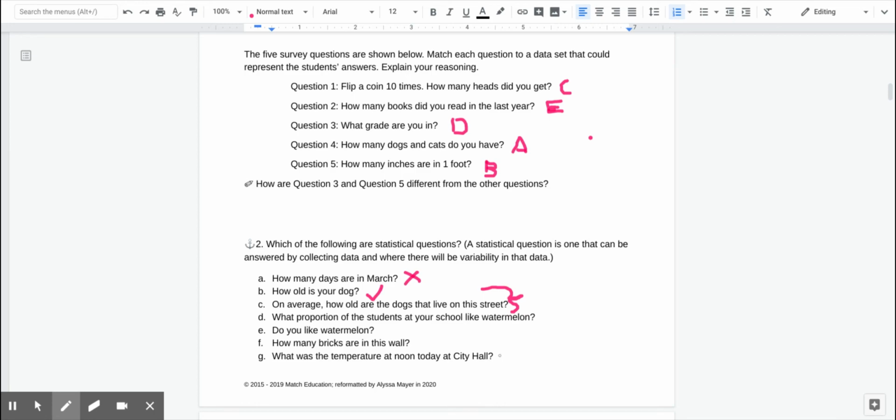So remember that a statistical question has to be one that gives us a data set for an answer. So we really need to be asking more than one person if it's a simple kind of question like, do you like watermelon? And we expect to get different answers from people. If it's a question like how many bricks are in this wall, the only way we'd get a different answer is if somebody got them wrong. Scrolling on down to question 3.